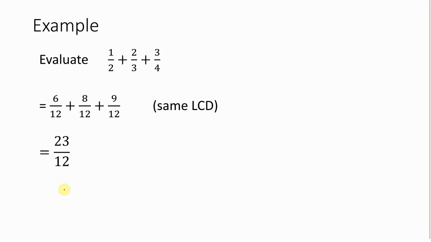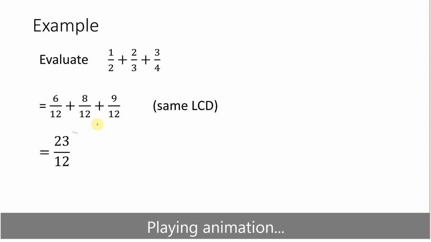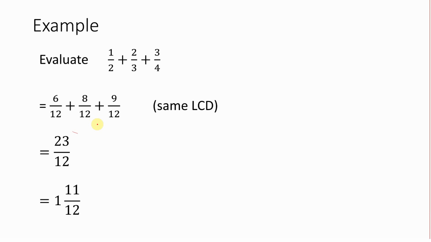Now usually we don't really write improper fractions. So you're going to convert that to a mixed number. Give that a shot. If you got 1 and 11 twelfths, you'd be right. Well done. Now, I'm going to give you a problem to try by yourself. So when you see it, pause your video.